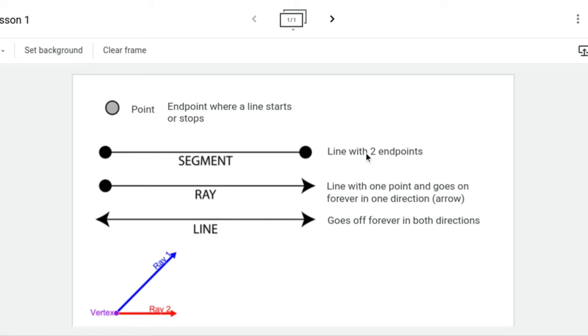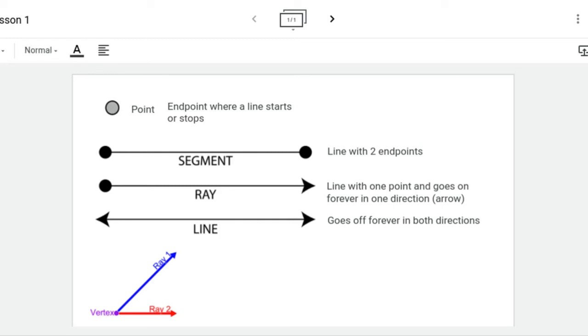So the difference, again: a line segment has two endpoints. A ray has one endpoint and one arrow, meaning it has a starting point, but then goes on forever in one direction. And a regular line goes on forever in both directions. It has an arrow on both sides.